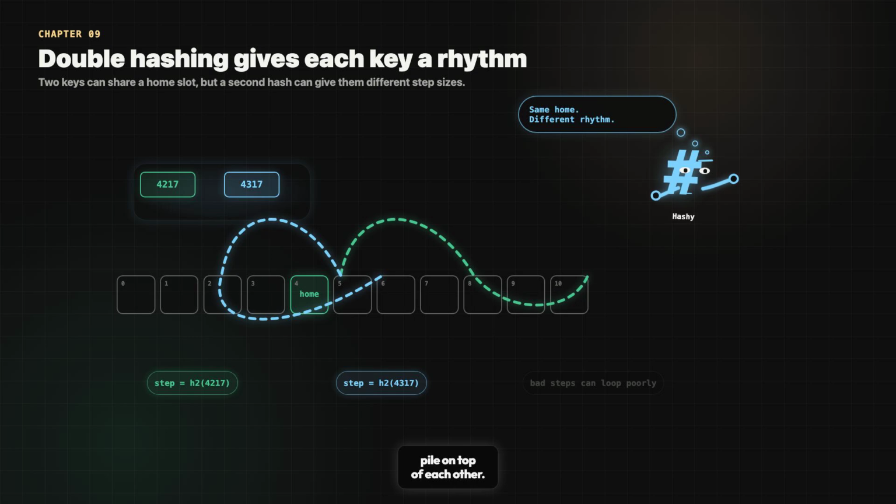It can spread work more evenly than linear probing, and it avoids some of the shared path behavior of quadratic probing, but it needs care. The second hash must produce useful step sizes. The step size must also work with the table size, or a lookup can cycle through only part of the table and miss empty space. So double hashing is powerful but not free.